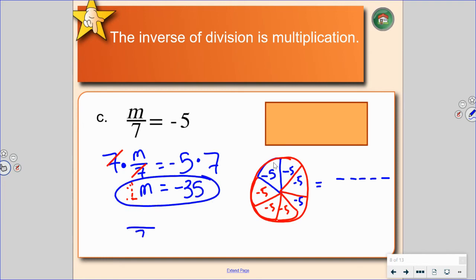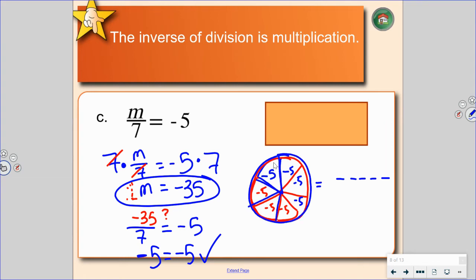Don't believe it? Rewrite the equation. Substitute in what you now believe to be the solution, and let's prove it. -35 split into 7 parts is still underwater, is still in debt, and that appears to be a true statement. So once again, you'll notice that 7/7, 7 parts make the whole, and naturally 7 -5s would give us -35. That's why we multiply both sides by 7 to find out what the entire part is.